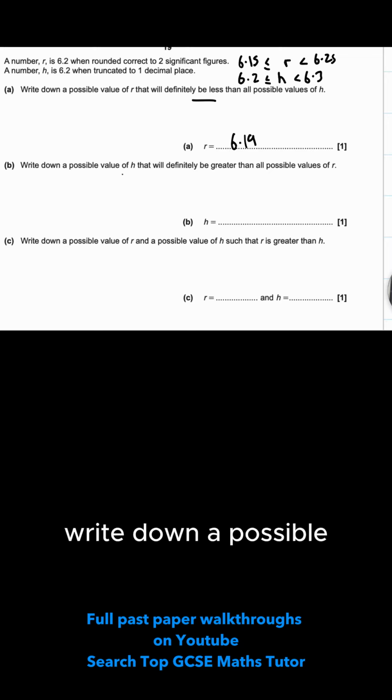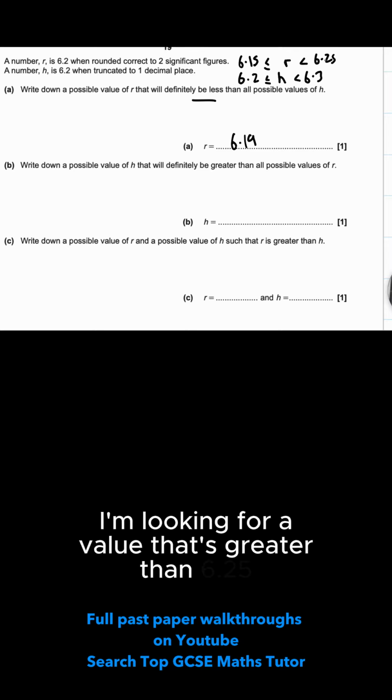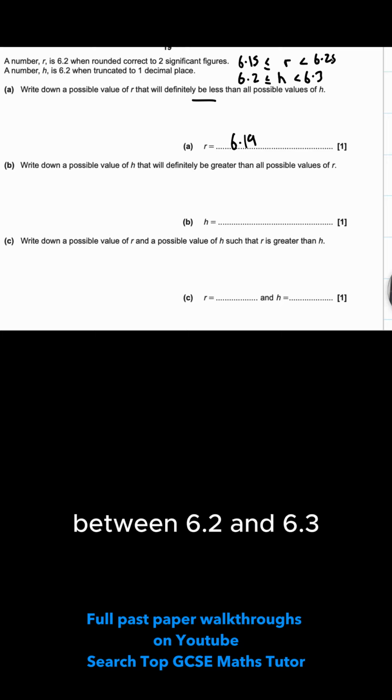Part B. Write down a possible value of h that will definitely be greater than all possible values of r. This time, I'm looking for a value that's greater than 6.25, between 6.2 and 6.3. So I'm going to choose 6.26.